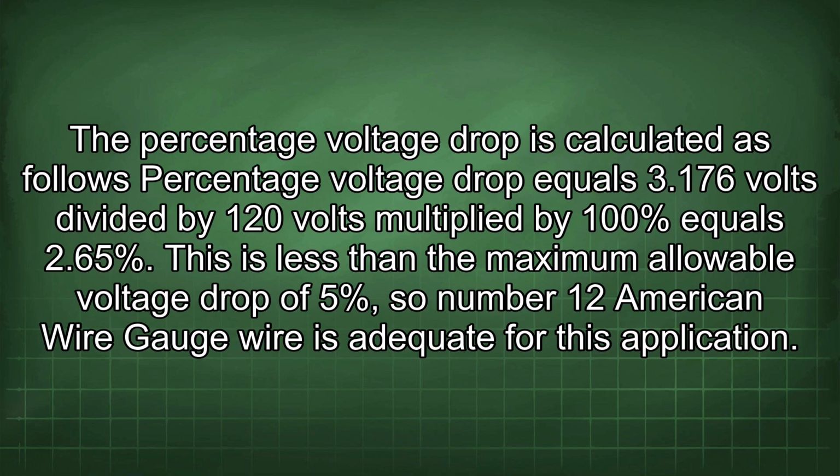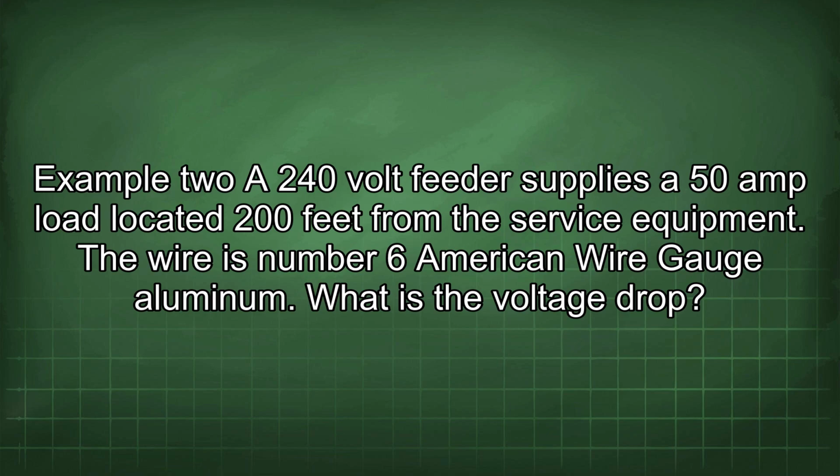Percentage voltage drop equals 3.176 volts divided by 120 volts multiplied by 100% equals 2.65%. This is less than the maximum allowable voltage drop of 5%, so number 12 American wire gauge wire is adequate for this application. Example 2. A 240-volt feeder supplies a 50-amp load located 200 feet from the service equipment. The wire is number 6 American wire gauge aluminum. What is the voltage drop?